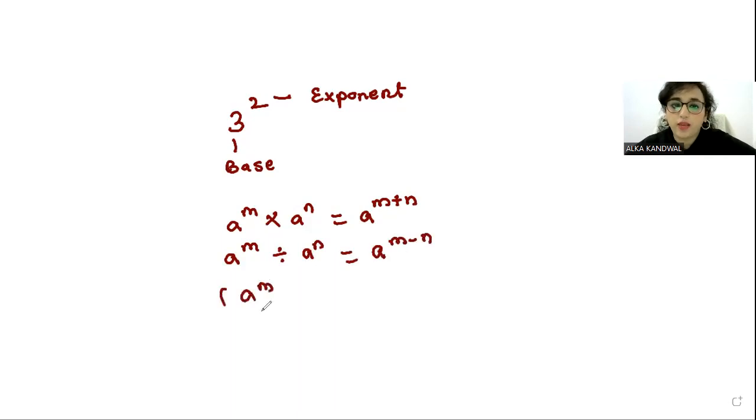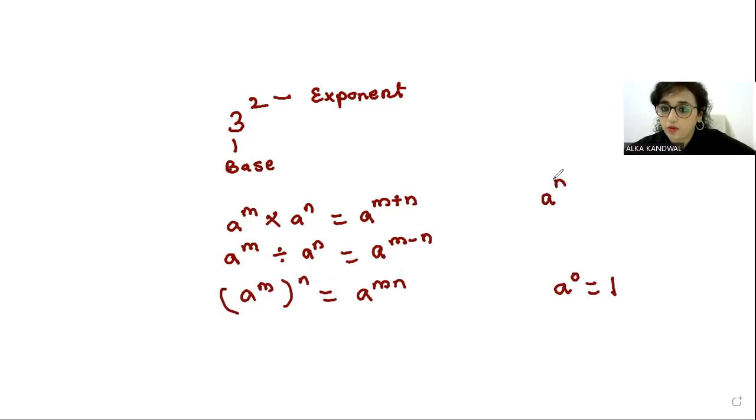A to the power of m to the power of n becomes a to the power of mn. Any number to the power of 0 is always 1. And when we talk about a to the power of m and b to the power of m, the bases are different but the exponents are the same.